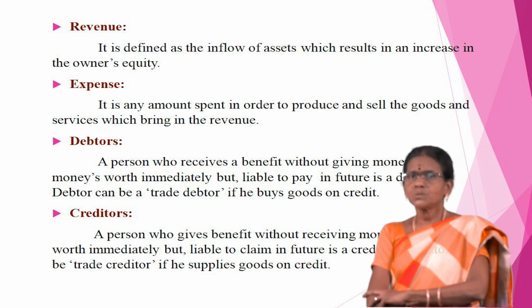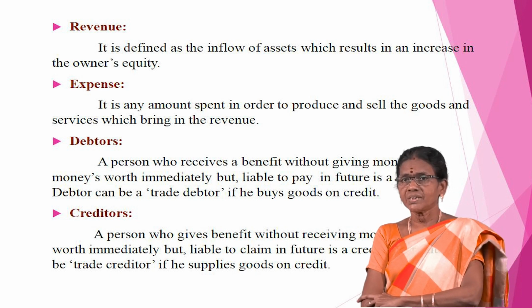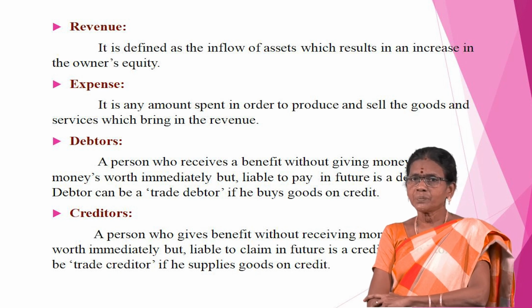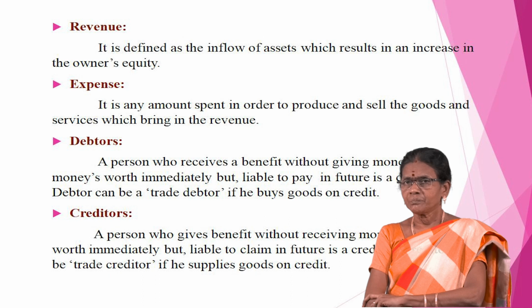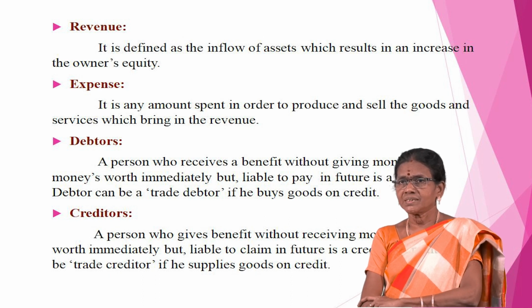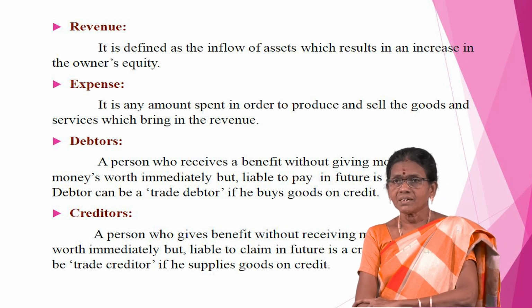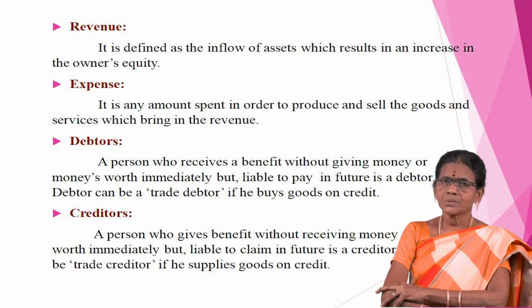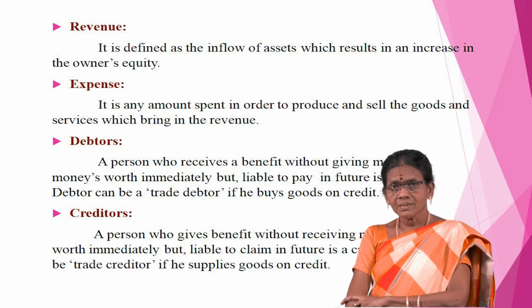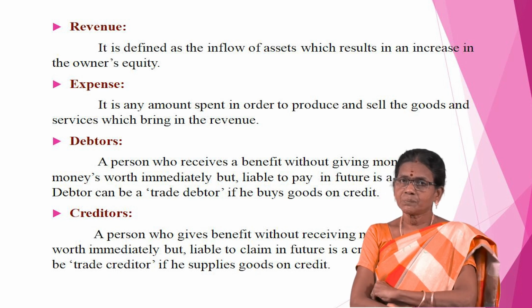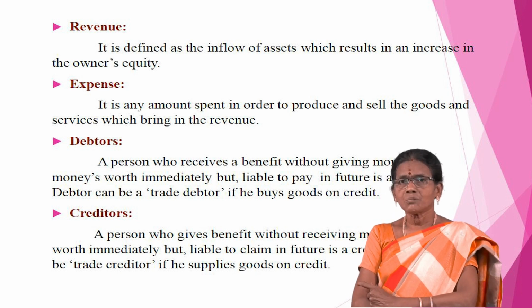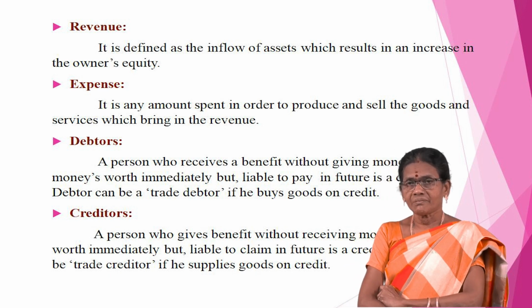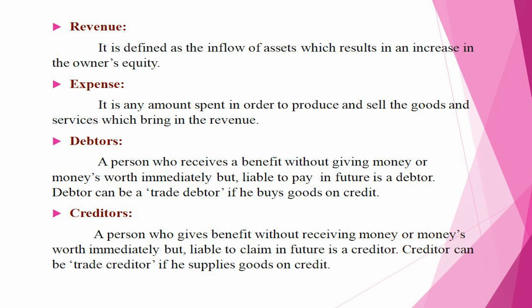A person who receives the benefit without giving money or money's worth immediately, but is liable to pay in future is a debtor. So, a debtor can be a trade debtor if he buys goods on credit. So, the debtors are the persons from whom the company has the responsibility to receive the amount. So, the debtors amount is mostly available in the asset side of the balance sheet.